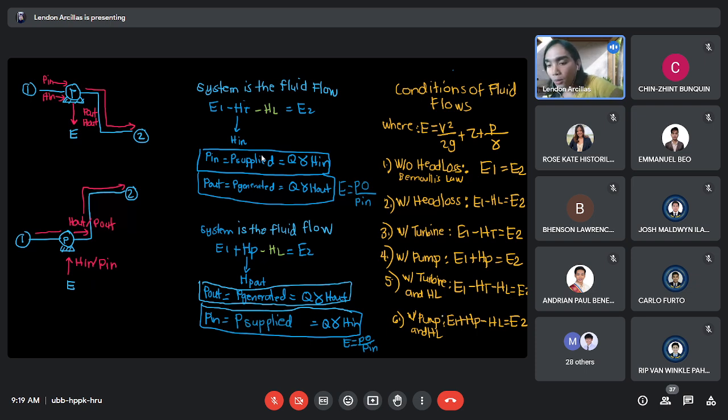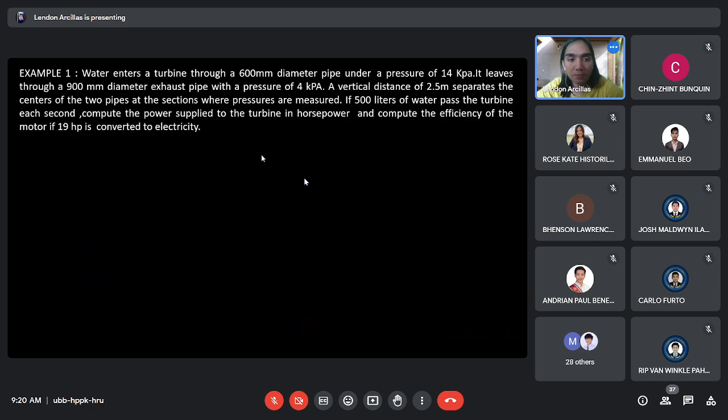And if that is a pump with head loss, that is E1 plus the head pump minus the head loss equal to E2. So, ang head loss is always minus. Gets ba? Yung 6 cases, 1, 2, 3, 4, 5, 6. So, I hope that you're familiarized with that. Sinummarize ko na yung ating fluid flows from the first case na sinosolve natin. So, let's proceed to example na meron tayong turbine and meron din tayong pumps.